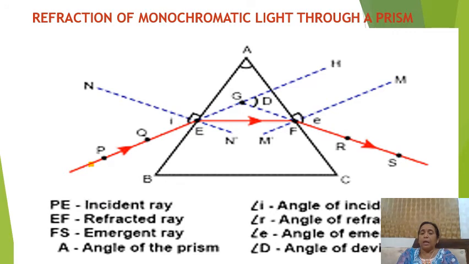First, if we extend the incident light PQ backward and also the emergent light RS backward, we see an angle D is formed over here. What is this angle D? This angle D is known as the angle of deviation. What does this show? This shows the angle by which the incident light PQ has deviated from its path, the degree. How many degrees has it deviated from its path? This is the angle of deviation.